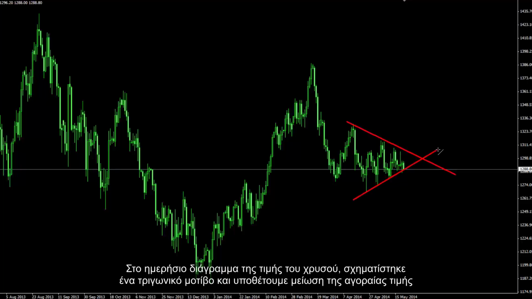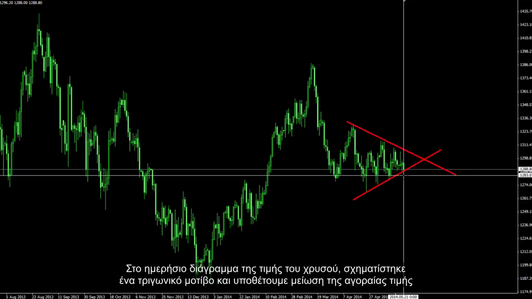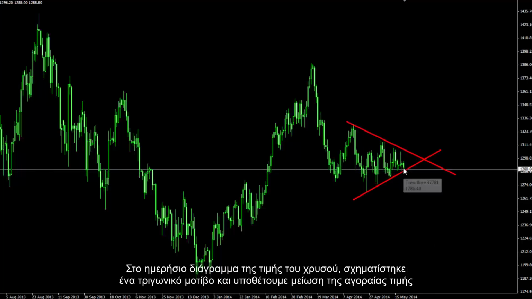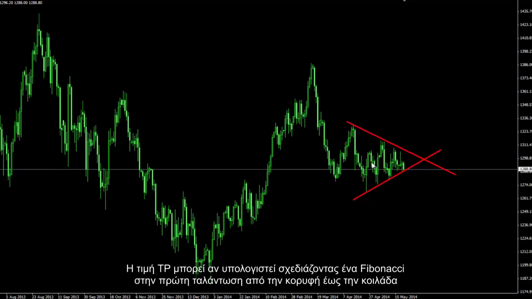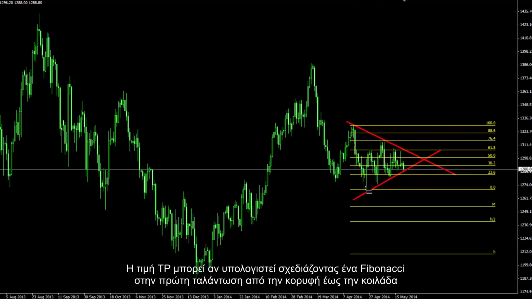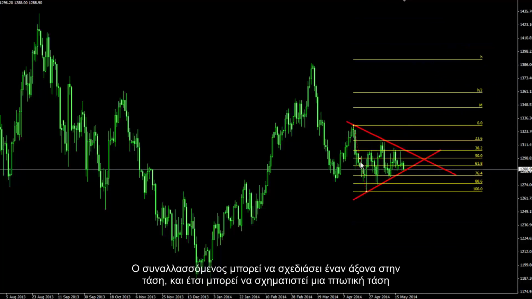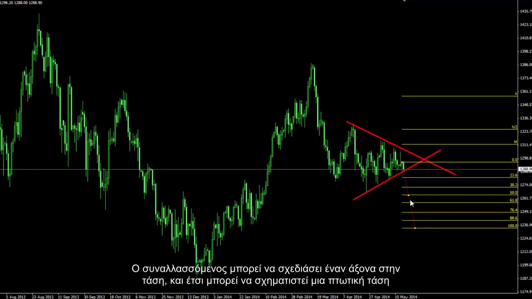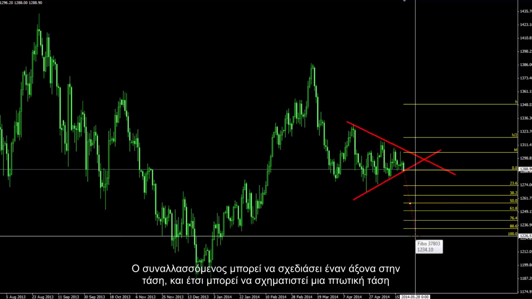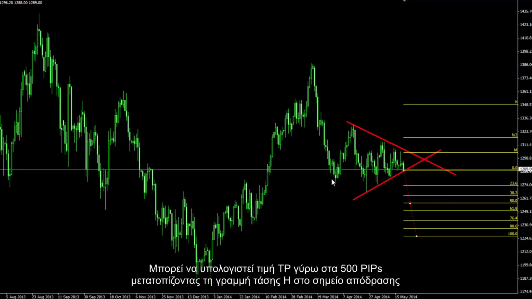On a daily time frame of a gold chart, a triangle pattern has been formed and the market price is assumed to decline. TP price can be specified by drawing a Fibonacci on the first swing, from its peak to the valley. A trader can draw a pole on the trend, thus a bearish pattern can be formed. TP price around 500 pips can be calculated by relocating the H trend line to the breakout point.